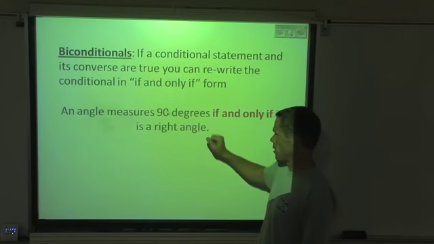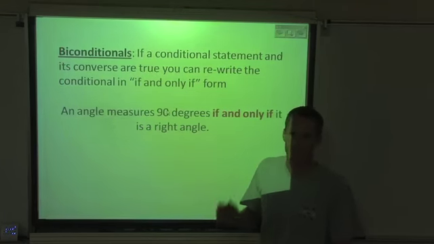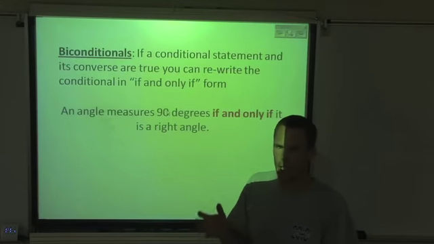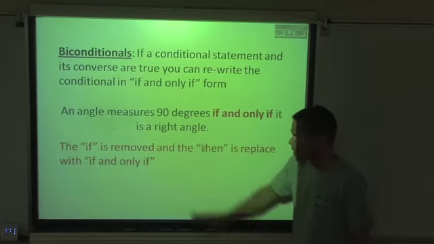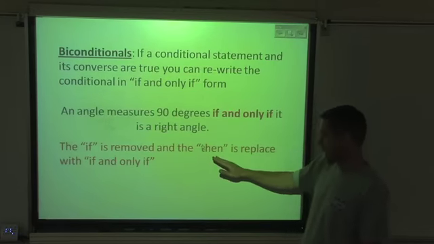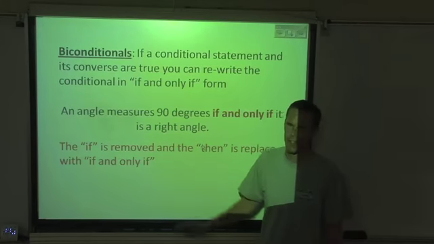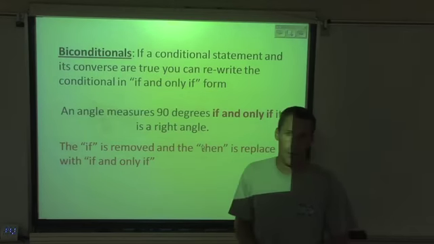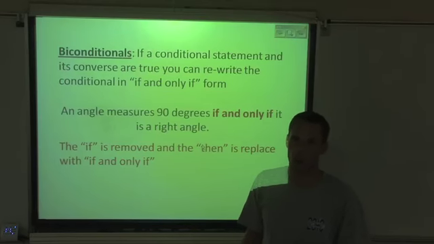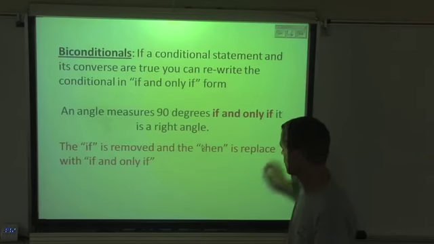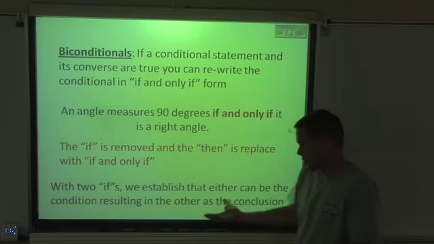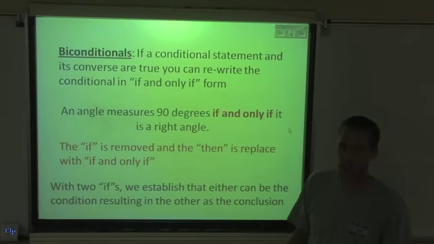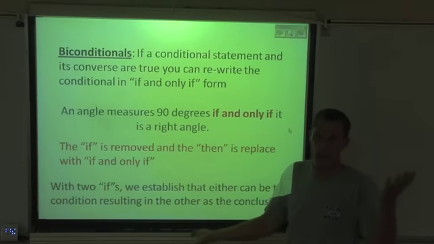An angle measures 90 degrees if and only if it is a right angle is the same thing as an angle is a right angle if and only if it measures 90 degrees. The if is removed, the then is replaced with if and only if. This is how we write biconditionals that only occur when the conditional statement and the converse are both true. With the 2 ifs, we established that either can be the condition resulting as the other is the conclusion. Doesn't matter what comes first.